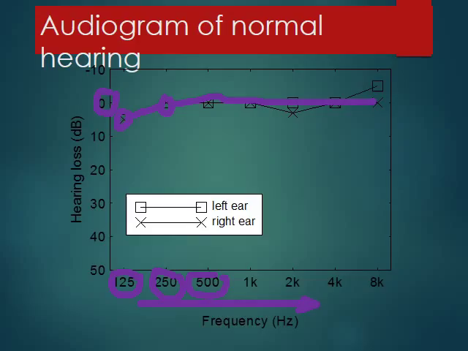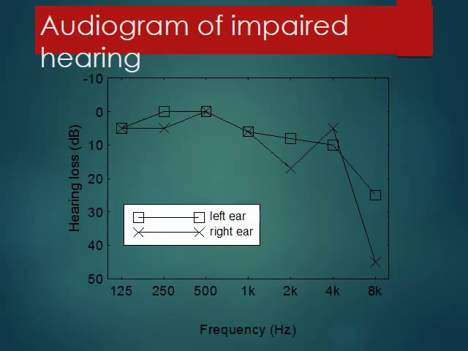This audiogram graph shows impairment of hearing. You can see that the left and right ears are fluctuating. Sometimes the person can hear, sometimes can't. With very high frequencies, they can't hear anything, so it drops like this on the right ear. It shows that the person you tested has impairment of hearing.